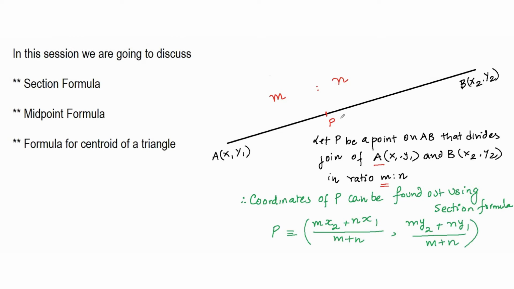So the use of the section formula is that you can find the coordinates of any point on this line segment AB, where the point P divides the line segment into two sections, AP and PB, in a specified ratio, which is m:n. Let us take some more examples and understand what the section formula is doing for us.